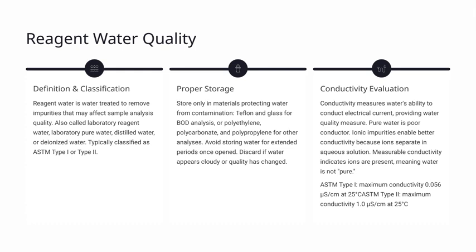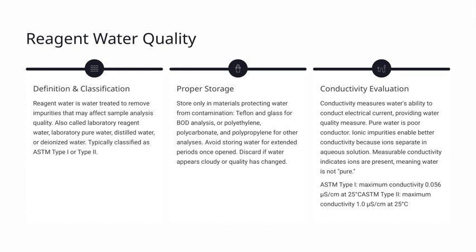It's important to store reagent water only in materials that prevent contamination. For example, Teflon and glass are suitable for BOD analysis, while polyethylene, polycarbonate, and polypropylene can be used for other types of analysis. Remember, once you open a container of reagent water, you should avoid storing it for long periods, as contamination can occur over time. If the water looks cloudy or if its quality has changed, it's best to discard it.